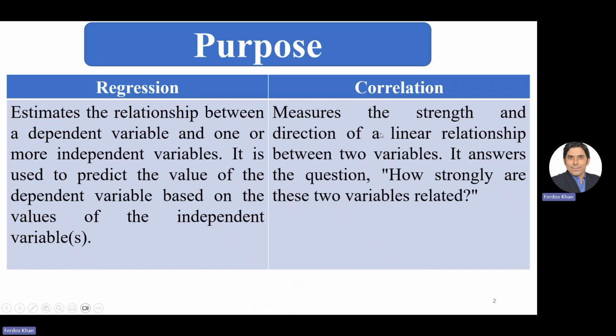Correlation measures the strength and direction of the linear relationship between two variables. It answers the question, how strongly are these two variables related? So this quantifies the relationship between two variables and gives you a single value. The magnitude of the correlation coefficient shows the strength of the relationship, and the sign, negative or positive, shows the direction of the relationship. So these two methods are used for different purposes. You should know in which situation you can use any of these concepts.